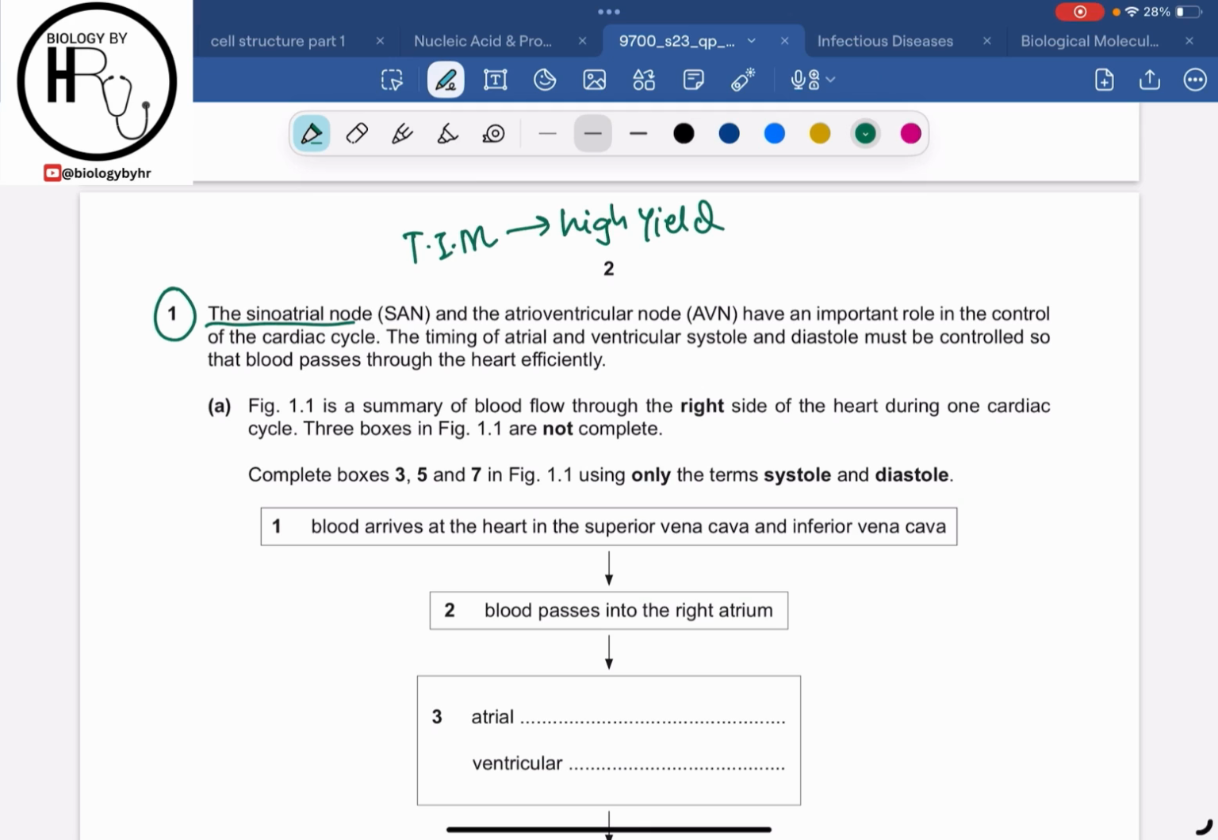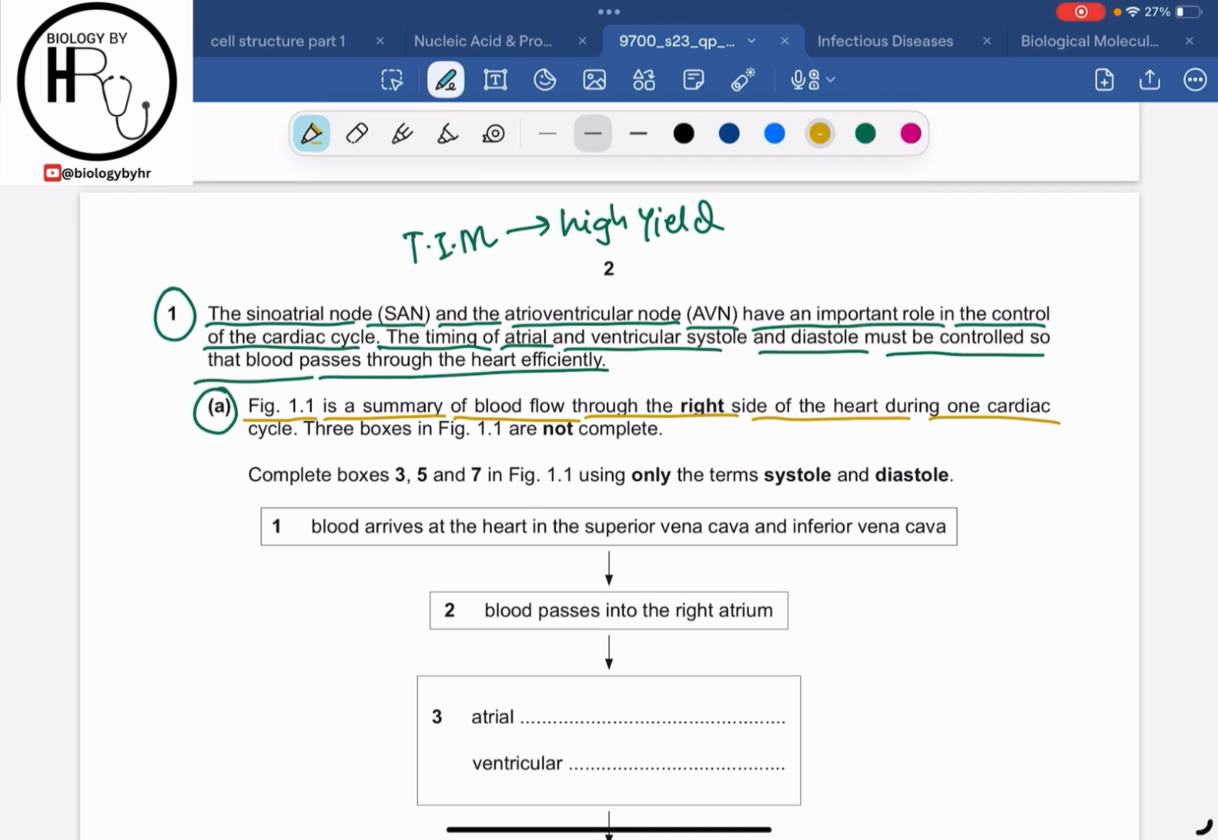The sinoatrial node, SA node, and the atrioventricular node, AVN, have an important role in the control of the cardiac cycle. The timing of the atrial and the ventricular systole and diastole must be controlled so that the blood passes through the heart efficiently. Now part A is saying that figure 1.1 is a summary of the blood flow through the right side of the heart during one cardiac cycle.